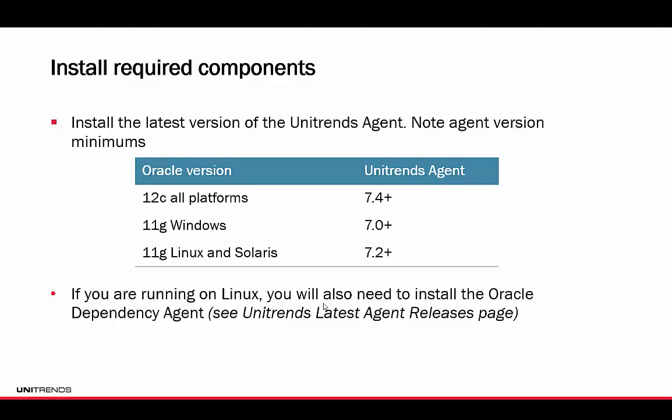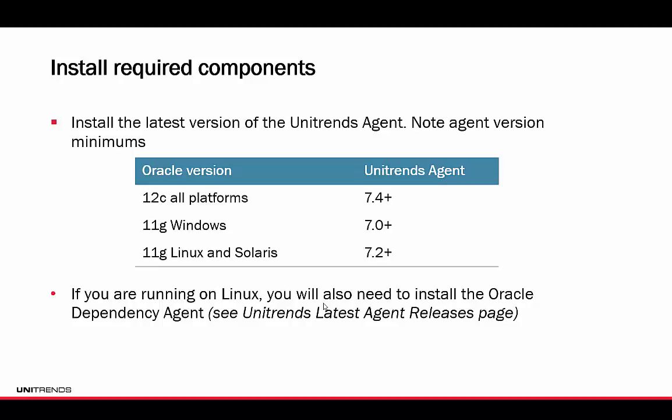When we look at the installed required components, once again, you always have to make sure you're running usually the latest version of the Unitrends agent. Note that the list down here shows the minimums. So if you're running Oracle 12c, you want at least 7.4 or greater, 11G on Windows 7.0 or greater, and 11G on Linux and Solaris 7.2 or greater. Once again, you always really want to run the newest version of the Unitrends agent and the newest version of the Unitrends appliance software as well.